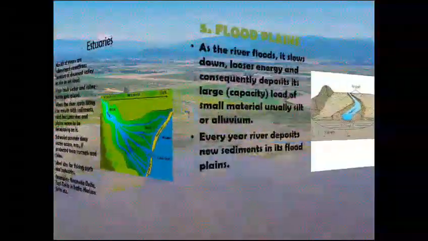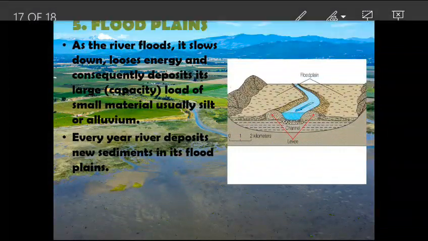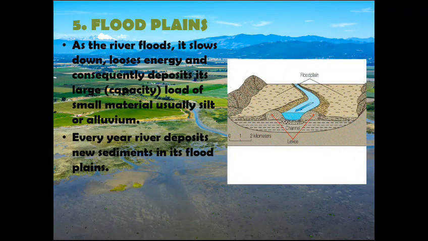Next we have floodplains. As a river floods, it slows down and loses energy and consequently deposits its load of small and large capacity in form of plains. Here we can see that the flood plain is formed. You can see here, this is the flood plain. These are the natural levees and this is the channel.